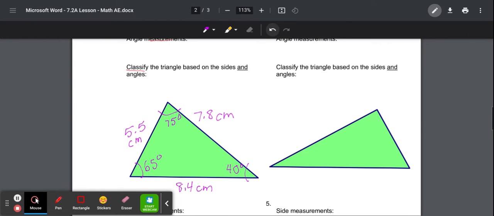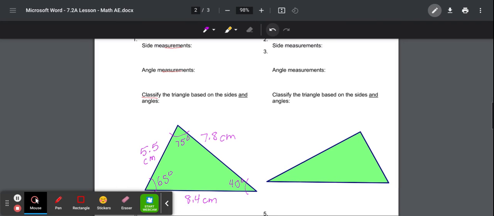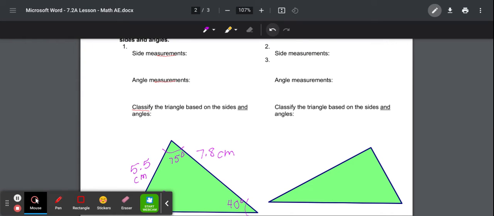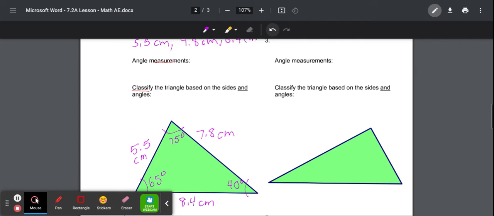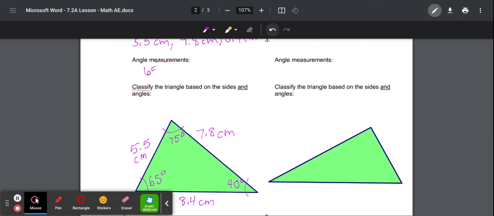To classify this triangle, you'd have to look at the sides and the angles. I'm going to write my side measurements here on number 1 where it says side measurements: 5.5 centimeters, 7.8 centimeters, and 8.4 centimeters. Then the angle measurements would be 65 degrees, 75 degrees, and 40 degrees.